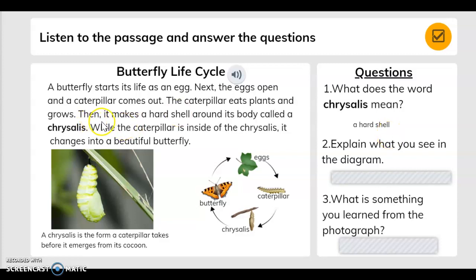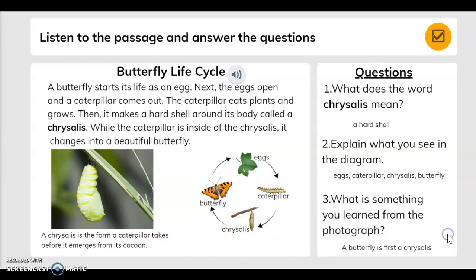See, we can go back to the text here. It says a hard shell. Explain what you see in the diagram. We see eggs, we see a caterpillar, we see a chrysalis, and we see a butterfly. Sometimes people call the chrysalis just a cocoon. What is something you learned from the photograph? A butterfly is first a chrysalis. So we learned from the photograph over here.